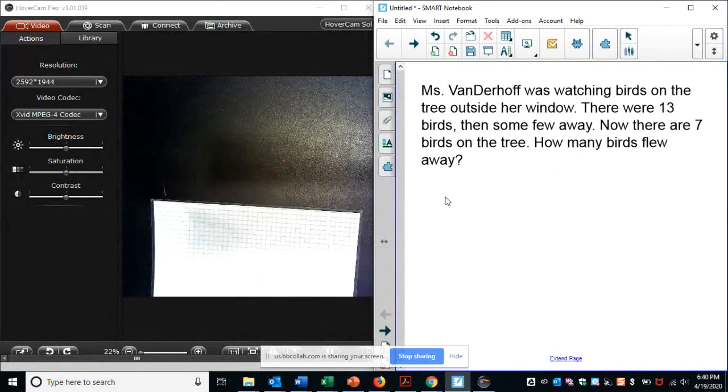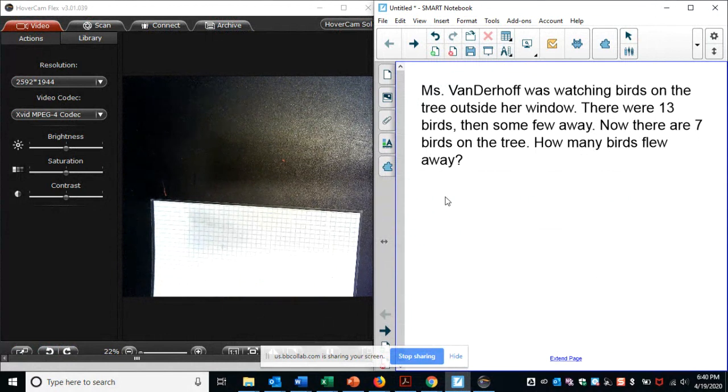So our first problem says, Miss Vanderhoff was watching birds on the tree outside her window. There were 13 birds, then some flew away. Now there are 7 birds on the tree. How many birds flew away?